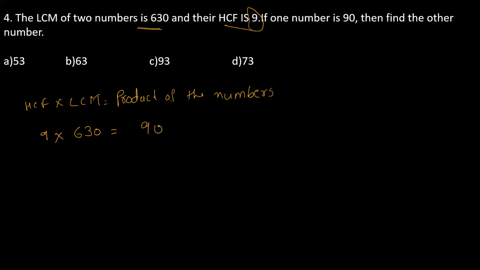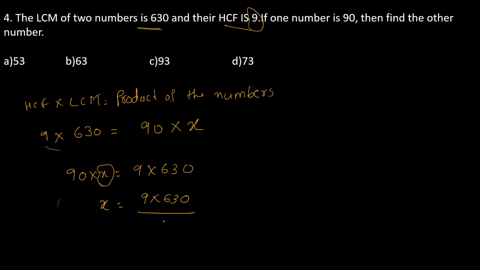We don't know the other number. So let's consider it as X. So now we have to find X. So we can write this whole in the LHS and we can write this all in RHS. Okay, interchanging. 90 into X is equals to 9 into 630. So now I have to find X, right? The other number. So X is equals to 9 into 630 by 90.